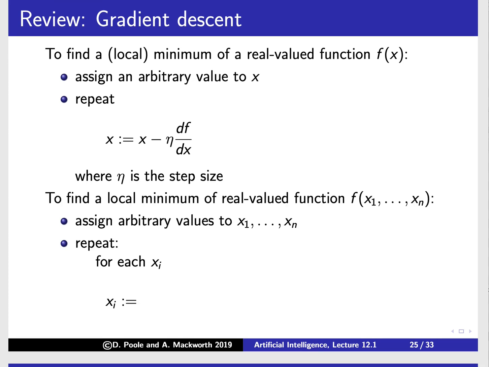For a real-valued function of multiple arguments, we assign arbitrary values to x1 to xn, and we repeatedly go in each dimension. For each argument, for each dimension, we go down in that dimension.